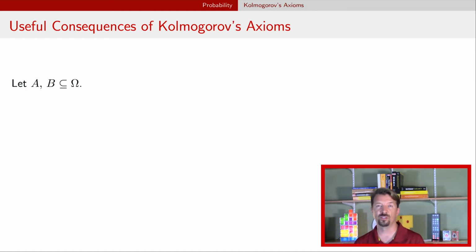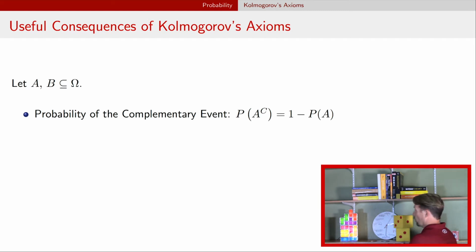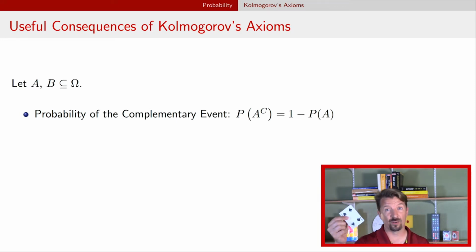If you have two sets A and B in the sample space omega, the probability of the complement of A is just 1 minus the probability of A. So if I wanted to know the probability of getting a red card, and I already knew the probability of getting a black card, I could just take 1 minus that and find the probability of getting a red card. That's extremely useful, and you can derive it from Kolmogorov's axioms.